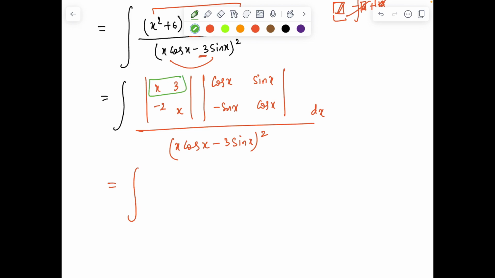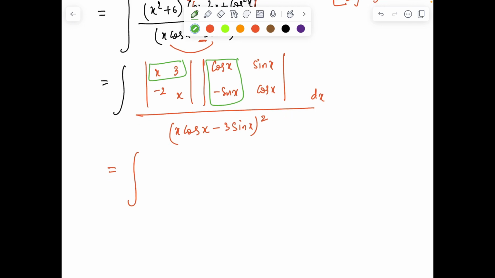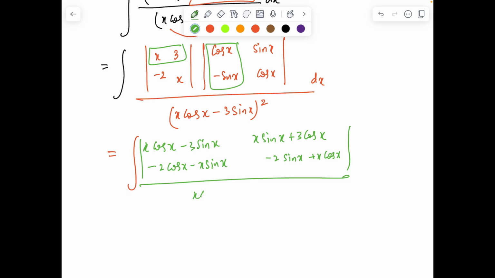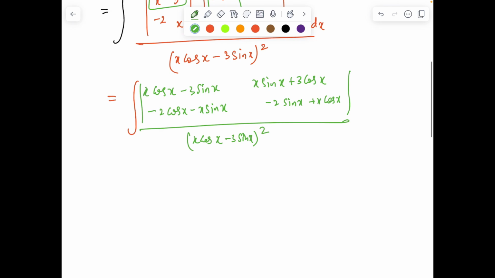Now the first row I'm going to multiply with the first column, according to the law of multiplication of determinants. Here you can do it any way. So we'll have x cos x minus 3 sin x. Similarly, x sin x plus 3 cos x, then minus 2 cos x minus x sin x, and we have minus 2 sin x plus x cos x. So the given expression can be fashioned in this form with x cos x minus 3 sin x whole square.